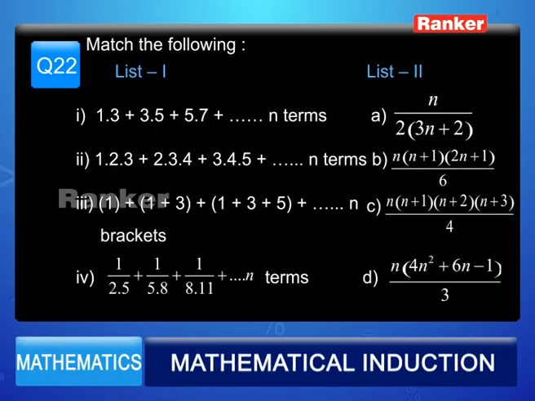Question number 22. Match the following. Again, new model question. List 1 will be given, list 2 will be given. We have to match the correct matching from list 1 to list 2. In list 1, we have Roman numbers 1, 2, 3, 4. In list 2, we have A, B, C, D. We have to join them with the proper correct value, that is correct matching.